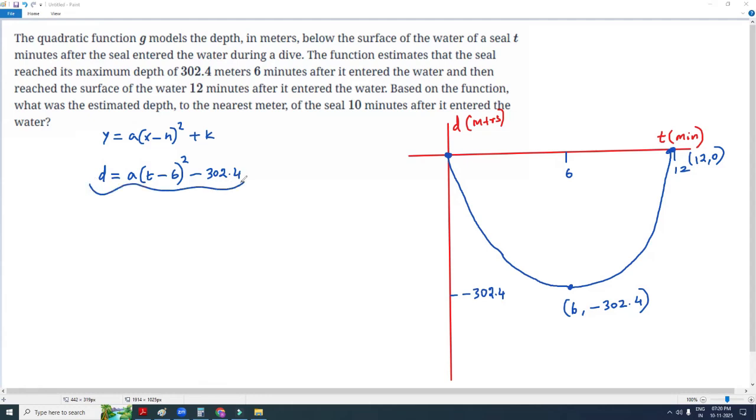Still, the quadratic function over here is not complete because there is an unknown constant a. To get the value of this constant a, we have to use one of the points on the parabola. So we can consider either the origin 0, 0 or the other x-intercept 12, 0.